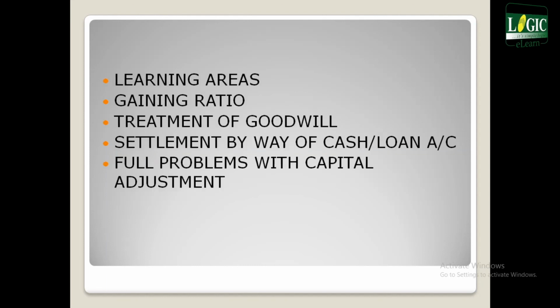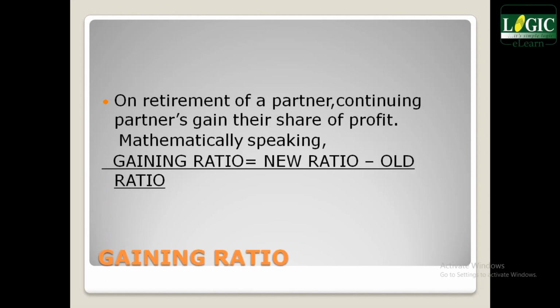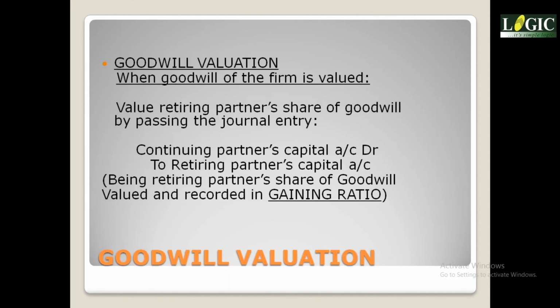Luckily, in this only one method of goodwill is there, that is goodwill of the firm is valued. In the case of retirement, you should know about gaining ratio, which is nothing other than the difference between new ratio and old ratio. Now goodwill valuation, only one method, that is when goodwill of the firm is valued. Find out retiring partner's share of goodwill from the goodwill of the firm given in the question. Pass the journal entry. Continuing partner's capital account debited to retiring partner's capital account, because retiring partner should get his credit and is to be borne by the continuing partners. Continuing partners will have to bear it in gaining ratio.